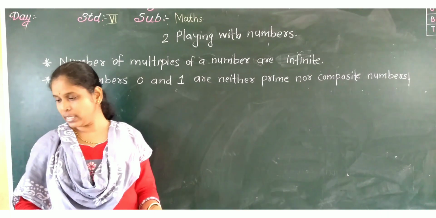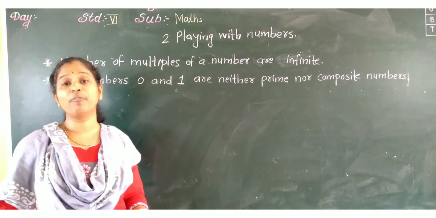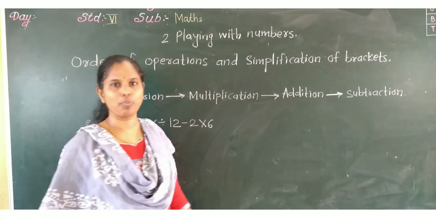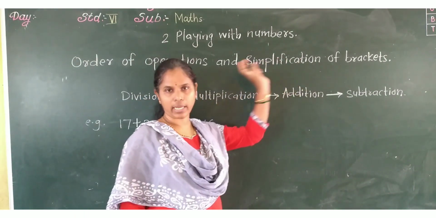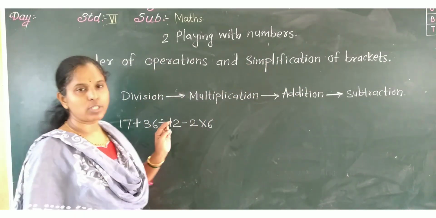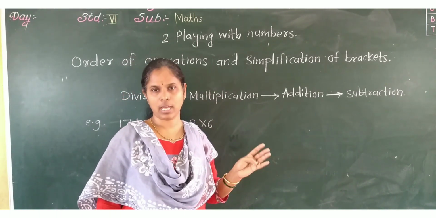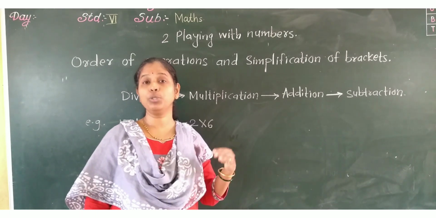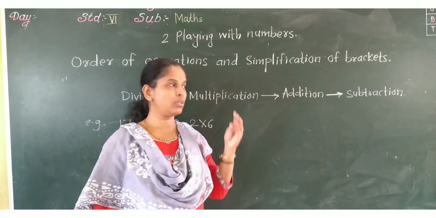Now next is order of operations and simplification of brackets, that we will learn now. Now our next topic, order of operations and simplification of brackets. So suppose in any mathematical expression all 4 operations are there, then how to solve that? Which operation to carry out first? Okay, that we have to see.